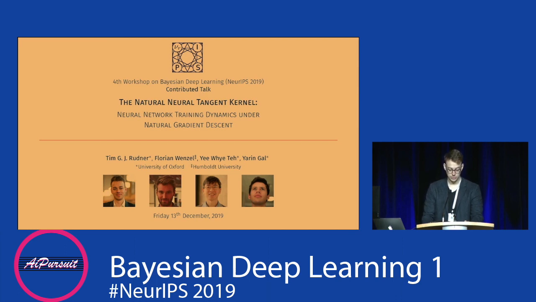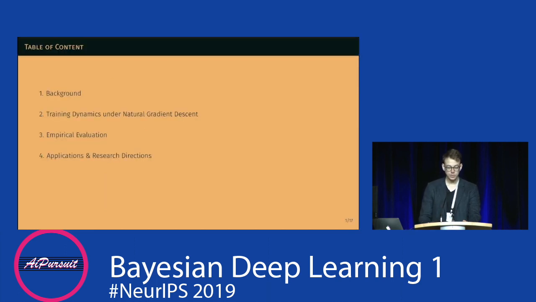I will be presenting the natural neural tangent kernel, neural network training dynamics under natural gradient descent. This is joint work with my collaborator, Florian Wenzel, and my advisors, Yee Whye Teh and Yarin Gal, at the University of Oxford. I will first give a brief overview of some relevant background. Next, I will present our theoretical results and our empirical evaluation, and I will finally conclude with a few remarks on current and future research directions and potential application areas of this work.